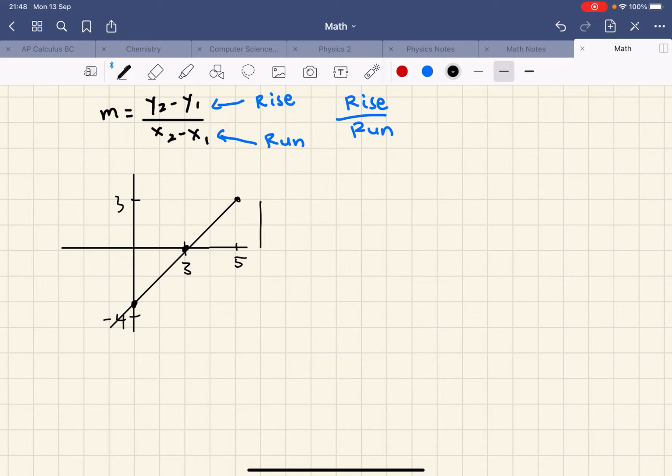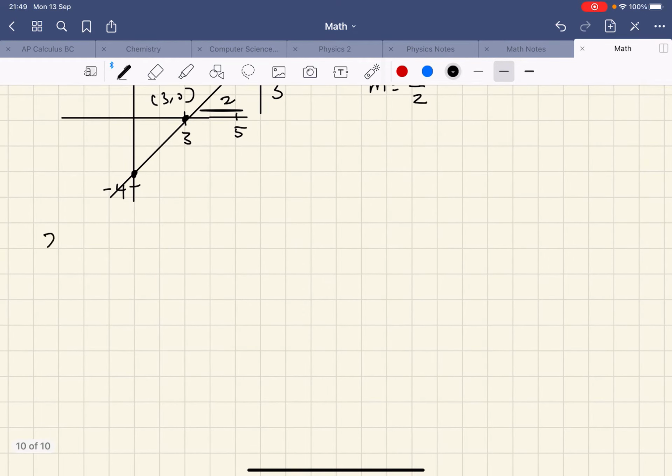So the rise is here, right? Since this point is (5, 3), the rise from this point to this point is going to be 3. And the run from this point to this point, since this one is (5, 3) and this point is (3, 0), the run is going to be 2. So the rise over the run, that means the slope is going to be 3 over 2. Let's try another question.